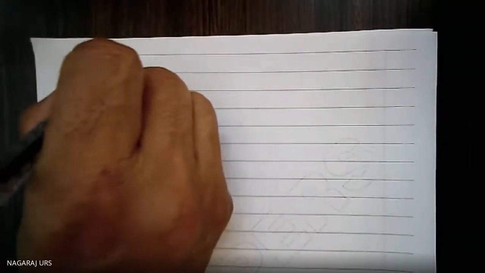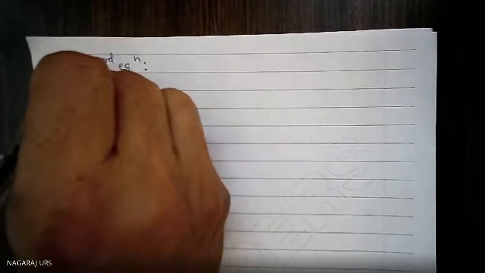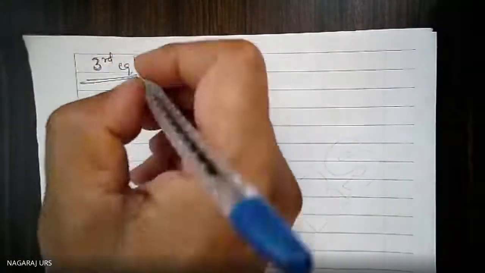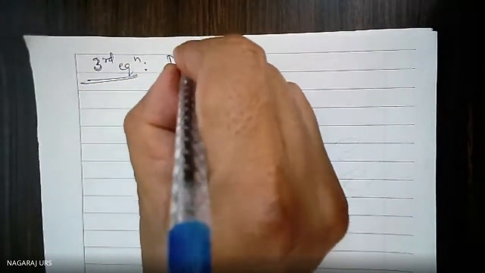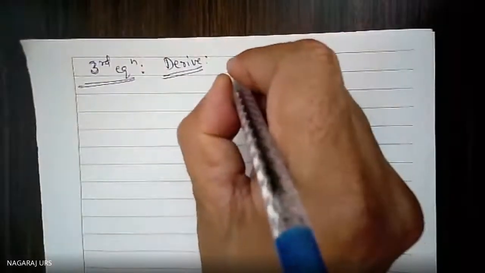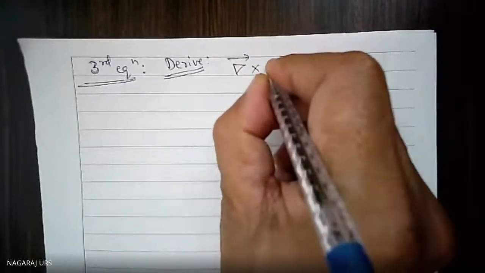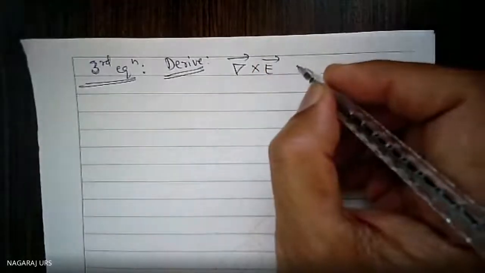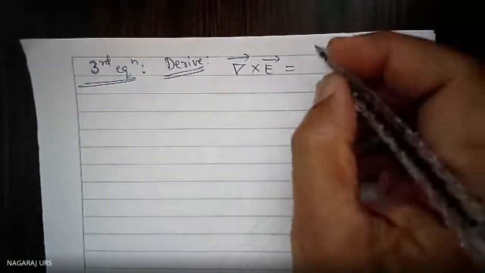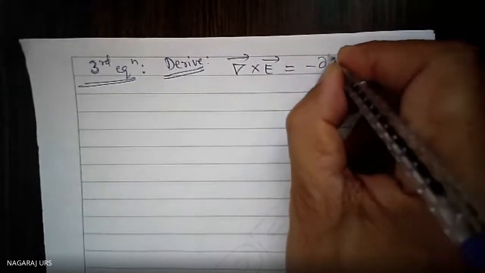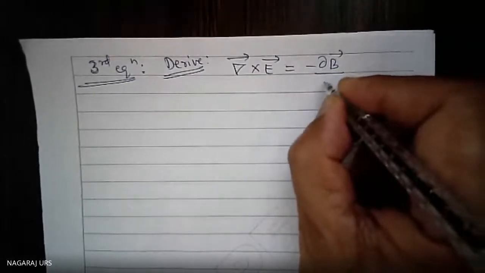Okay, third Maxwell's field equation. Derive. We are not asking for the third Maxwell's equation, we are writing derive. Del dot B is over now. Second one is over. This is del cross E. Del cross E is equal to minus del B divided by del T.